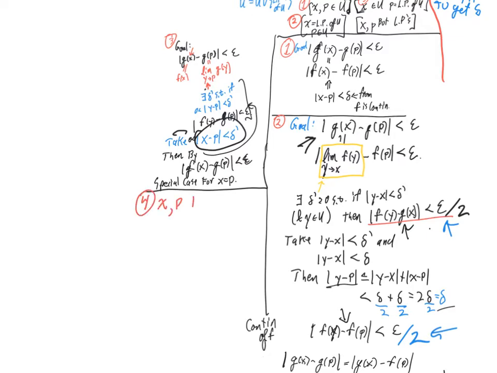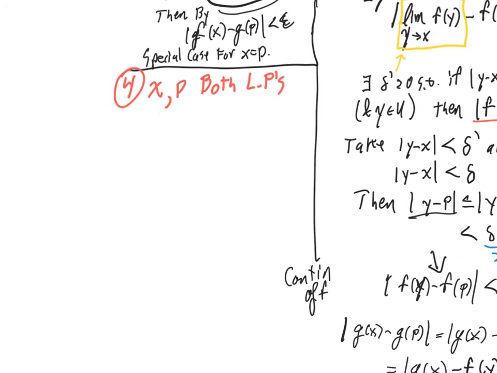X and p are both limit points. Well, maybe I'll draw a picture. So what's the eventual goal? Eventually, that the distance between g of x and g of p is less than epsilon. That's what we want.